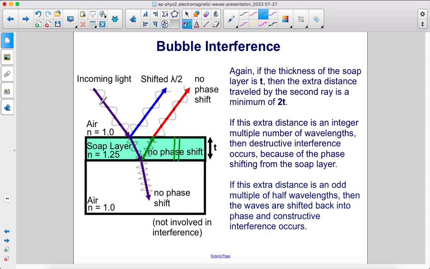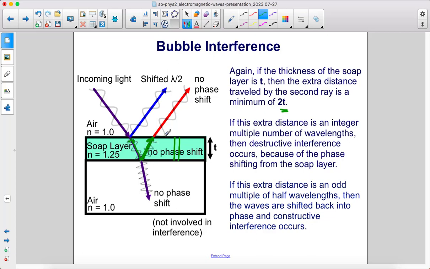If we neglect the fact that this is coming in at an angle, we can assume it's just 2t is the extra distance. If this extra distance is an integer multiple number of wavelengths, then destructive interference will occur because one of those is phase shifted and the other isn't. So they'll remain out of phase if the amount of extra distance here is an integer multiple of a wavelength.